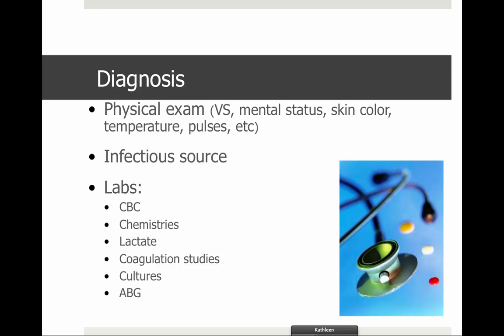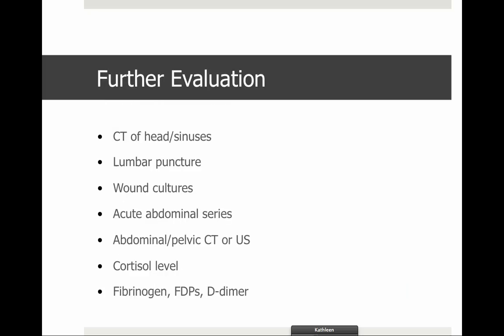Okay. The labs that we will be obtaining are CBC, chemistries, lactate, coagulation studies, cultures, and ABGs. Further evaluation, you know, are they having trouble with mentation? We most likely might get a CT of the head, or is this an infection of the sinuses? You know, what is going on with this patient? A lumbar puncture can take a look at their neurologic functioning. We might do a lumbar puncture to see if there's a bleed or an infection that's causing neurodeficits.